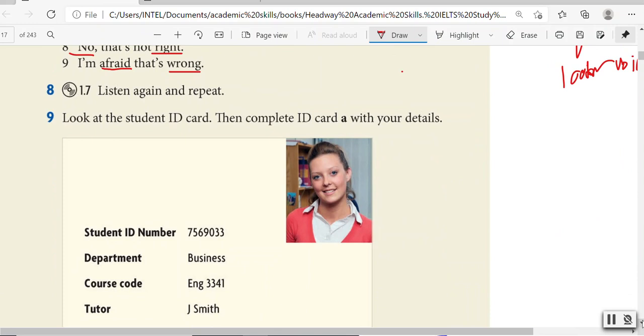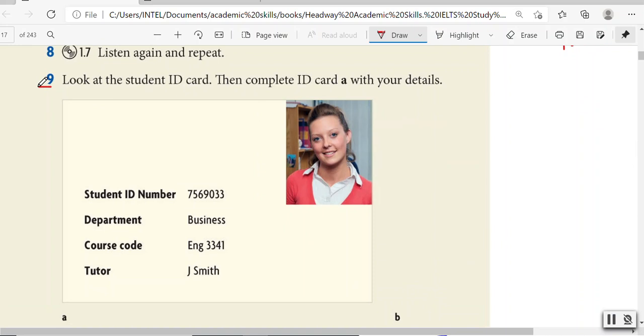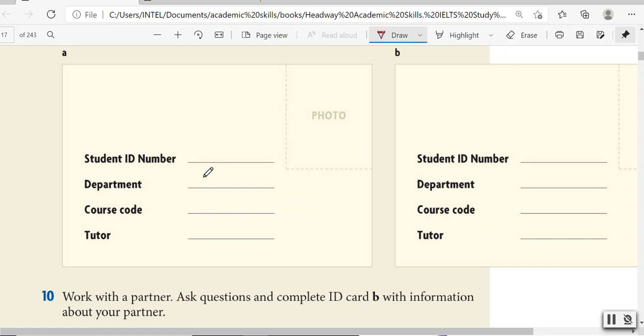In this exercise, number 9, look at the student ID card, then complete ID card A with your details. Here we have this ID card: student ID number, department, course code and tutor's name. And also we have ID cards A and B. You can complete ID card A with information about yourself, and this one about your friend. Okay, you can do it.